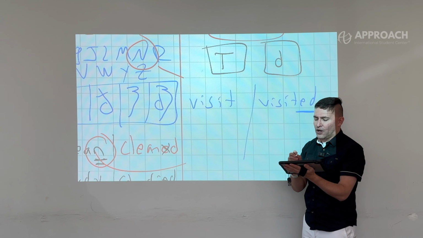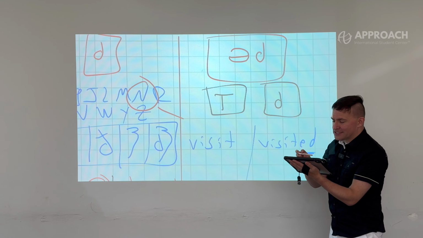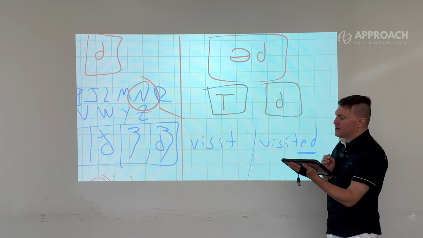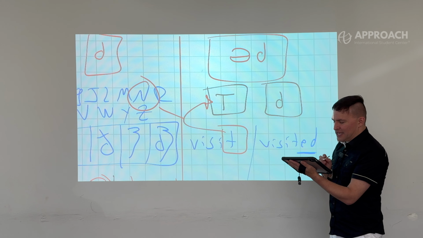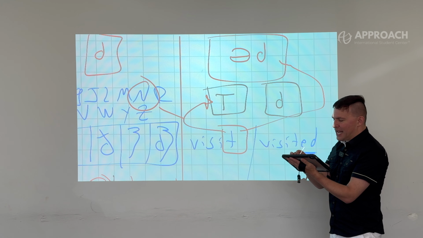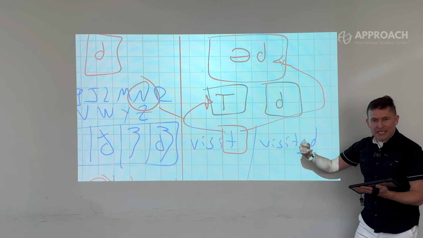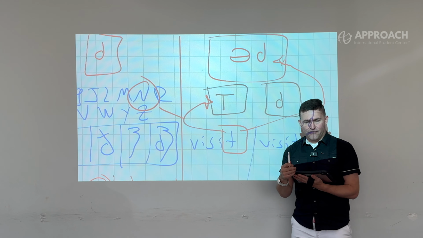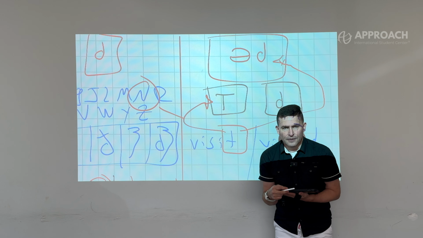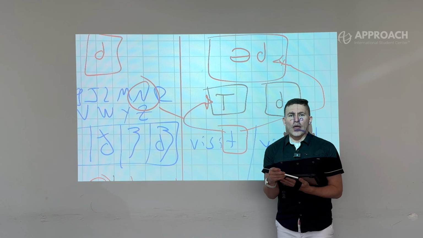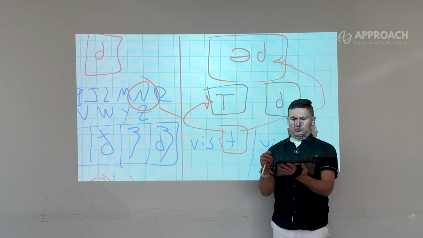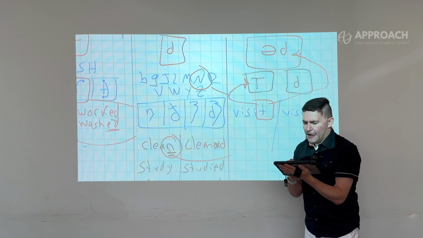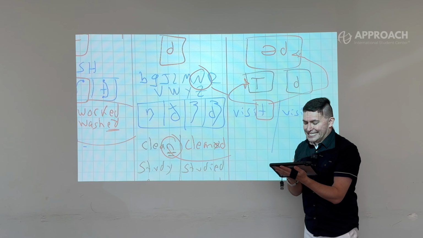Oh, here we go. But hear me out, people. What is this letter right here? T. What is this letter? T. So what is the pronunciation right there? It's going to be extra syllable, okay? So it's going to be visited. Visit, visited. Ooh, that sounds complicated. Oh yeah, I told you.